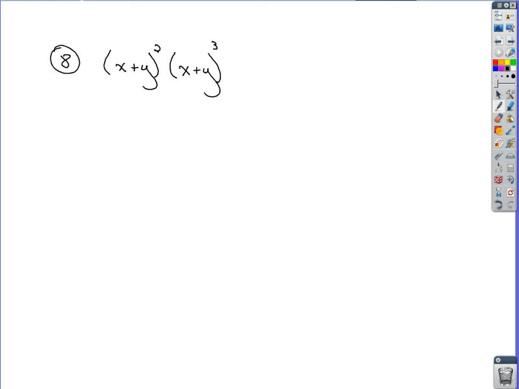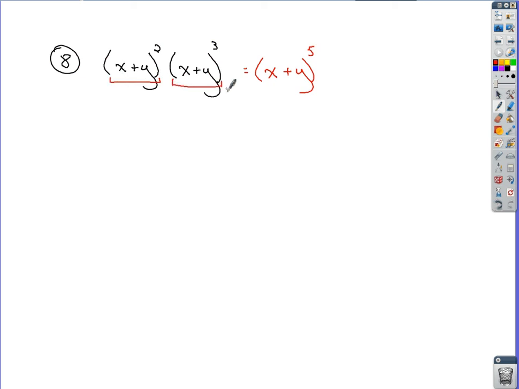And before we dive into the next one, let's just discuss this scenario. Any thoughts on what this answer is? Your base value is x plus y. Write that out 5 times. That's the key. You write it out 5 times, right? So you have x plus y raised to the 5th. There you go.